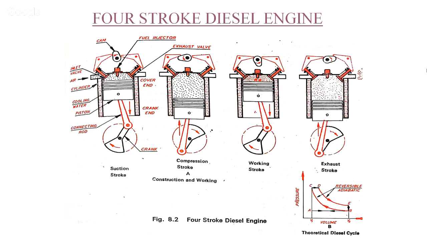This suction will take place till the piston reaches BDC. During this stroke, the crank makes half a revolution. This is called the suction stroke. The next operation is compression. During this operation, the inlet valve remains closed and the exhaust valve also remains closed, and the piston starts moving from BDC to TDC. As the piston moves from BDC to TDC, the air drawn into the cylinder gets compressed, and as the piston reaches TDC, the compression becomes maximum.